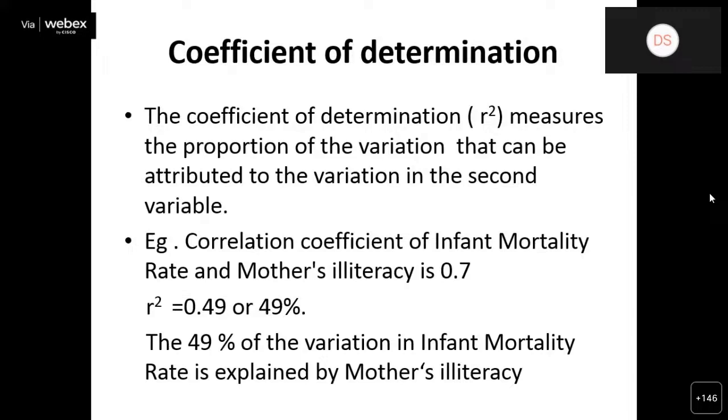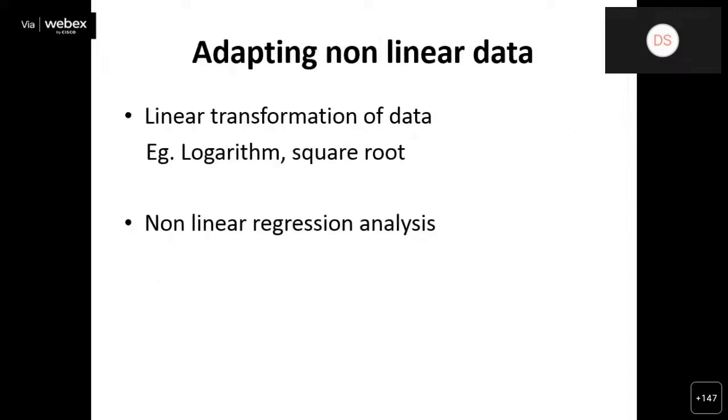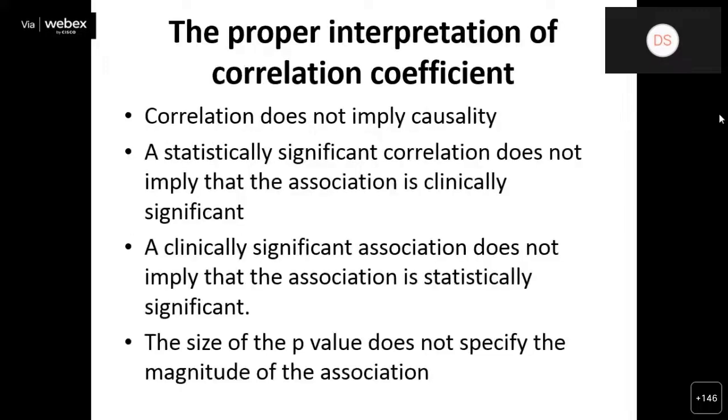So the coefficient of determination measures the proportion of the variation that can be attributed to the variation in the second variable. In this example, when the R-square value is 49%, 49% of the variation in infant mortality rate is explained by mother's illiteracy. For non-linear data, you can use a linear transformation of the data, or non-linear regression analysis. Now, the proper interpretation of the correlation coefficient.